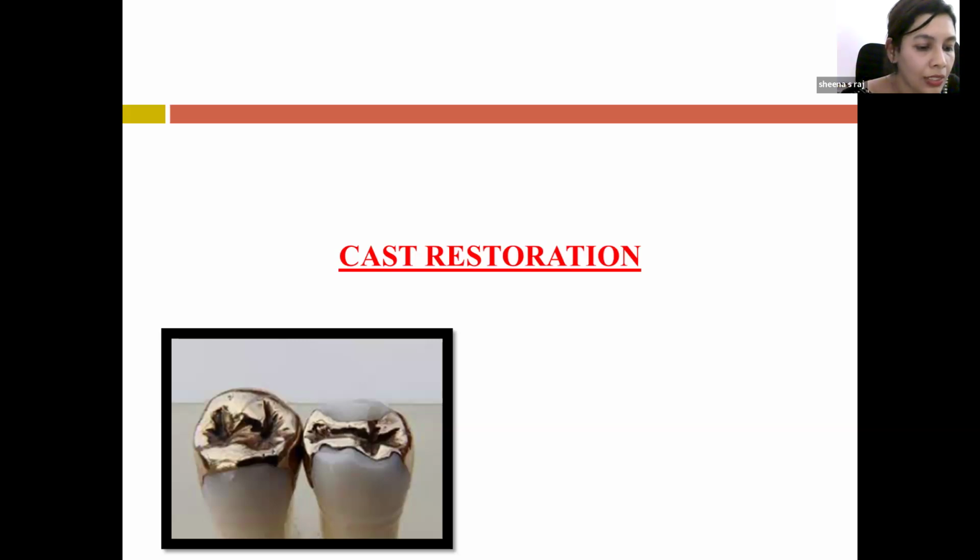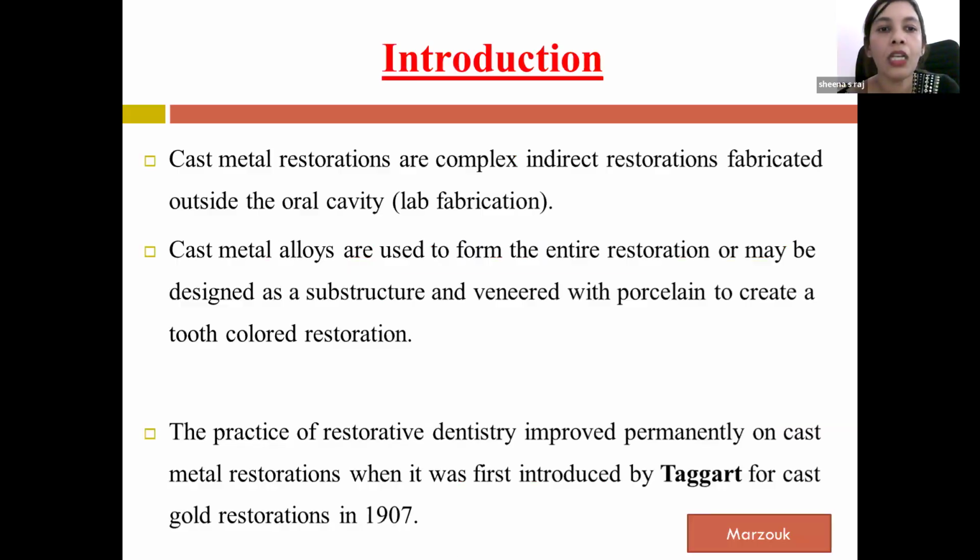So talking about cast restoration. Cast metal restoration mainly talks about inlays. So whenever you see a question on inlay, you need to write about the cast metal restoration. Cast metal restorations are complex indirect restorations which are fabricated outside the oral cavity, especially lab fabricated, where the entire restoration may be designed as a substructure and veneered with porcelain. Taggart was the person who introduced gold cast restoration in 1907.